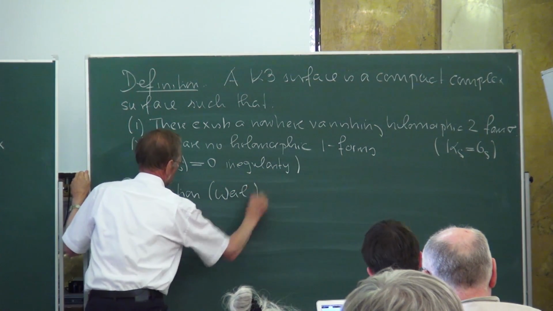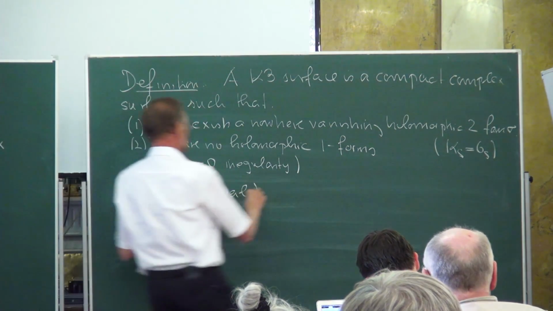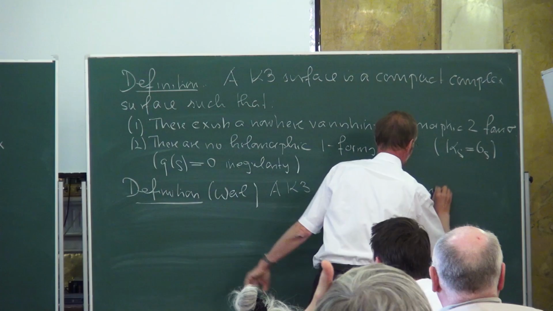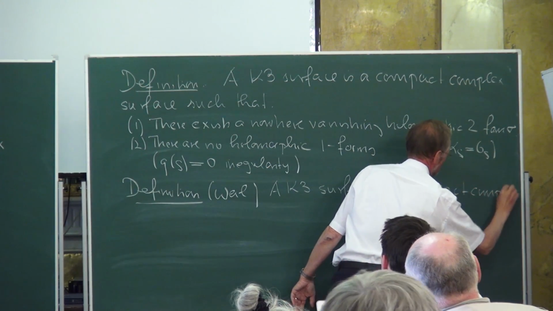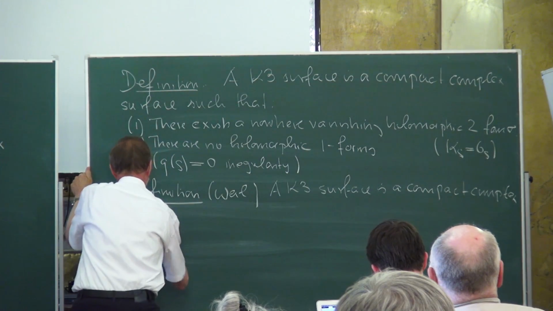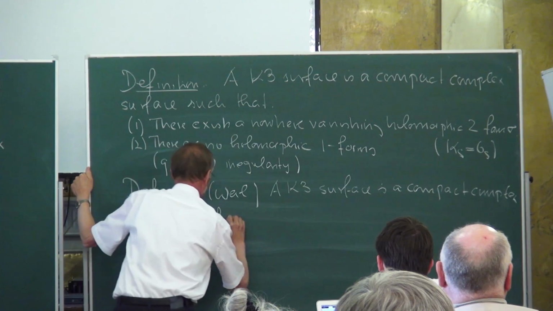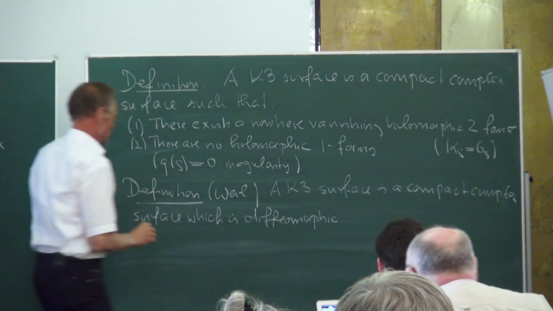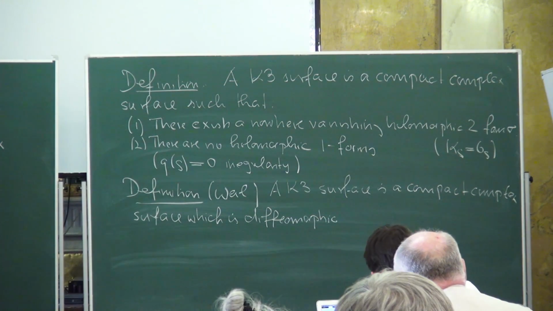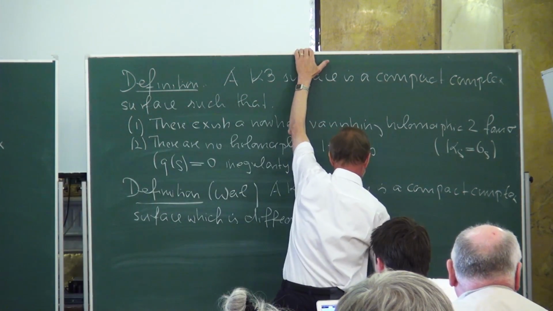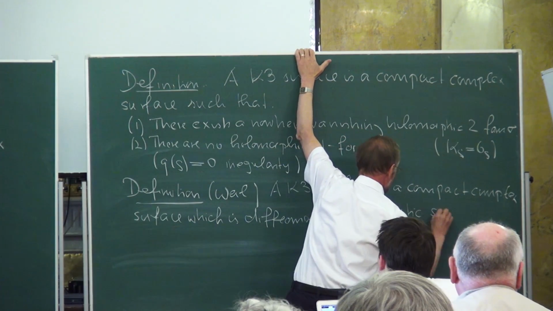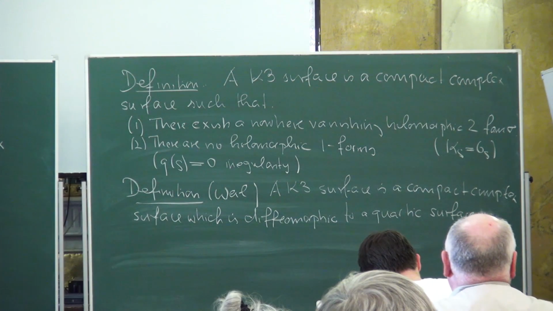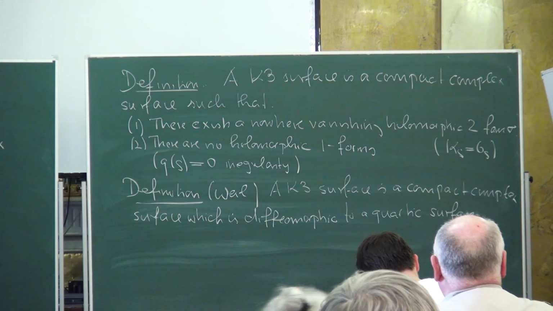So the definition given by Andre Weil is: a K3 surface is a compact complex surface which is diffeomorphic, so if you forget the complex structure and just look at the differentiable structure, to a quartic surface, or if you want, to the Fermat quartic, because all quartic surfaces by Ehresmann's theorem are diffeomorphic. That was the definition Andre Weil used.